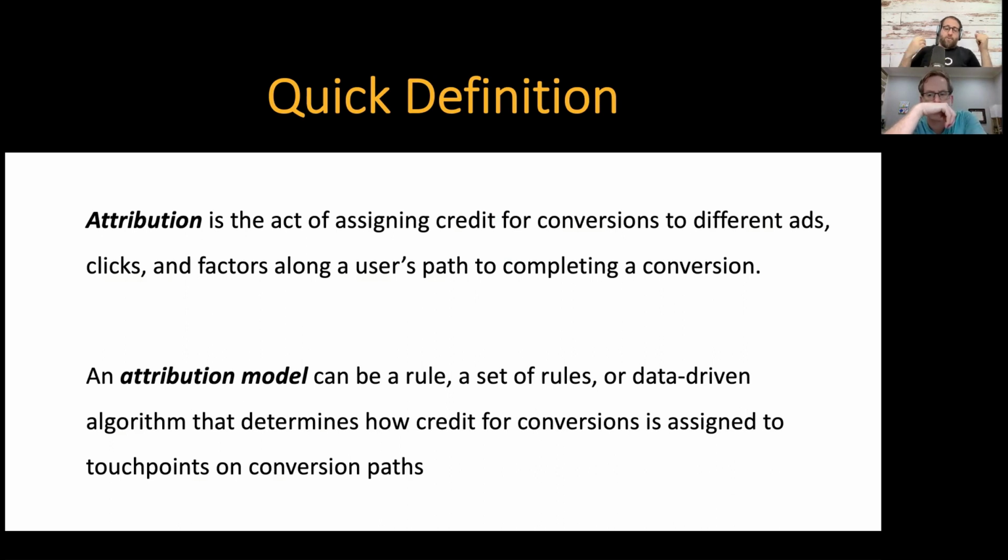A model, an attribution model, could be a rule or a set of rules or data-driven algorithm that determines how credit for conversions is assigned, right? So the model is going to be the rules. The rule is we always give credit to the last thing. The rule is we always give it to the first thing. The rule is in this case, we give this much credit or that credit, so on and so forth.